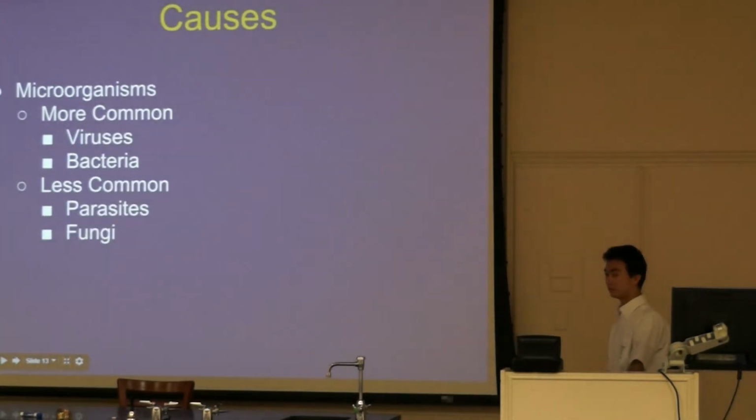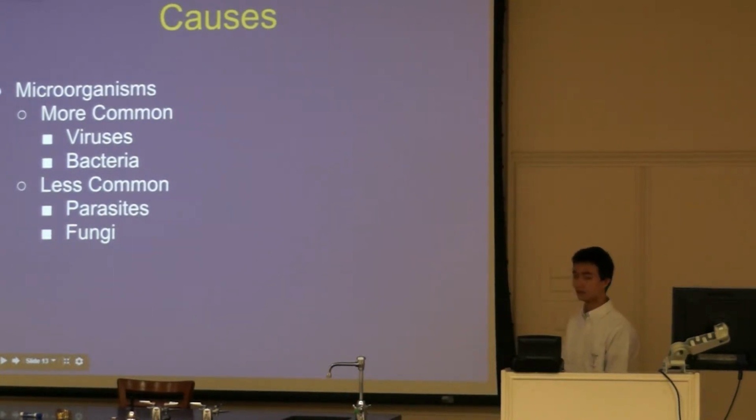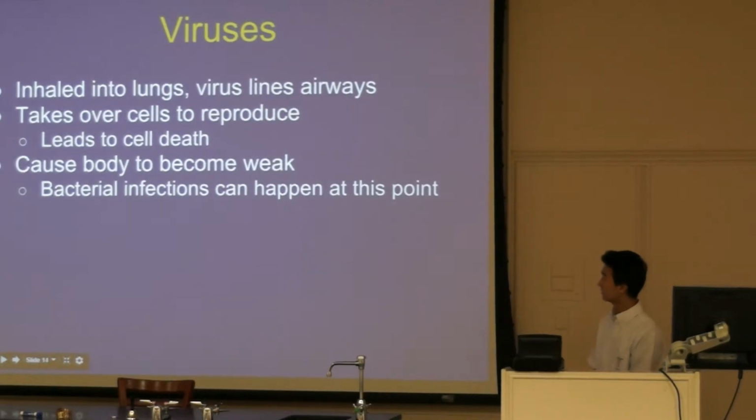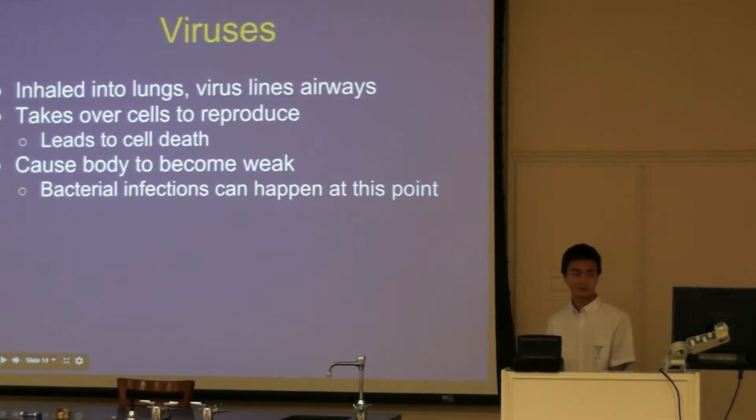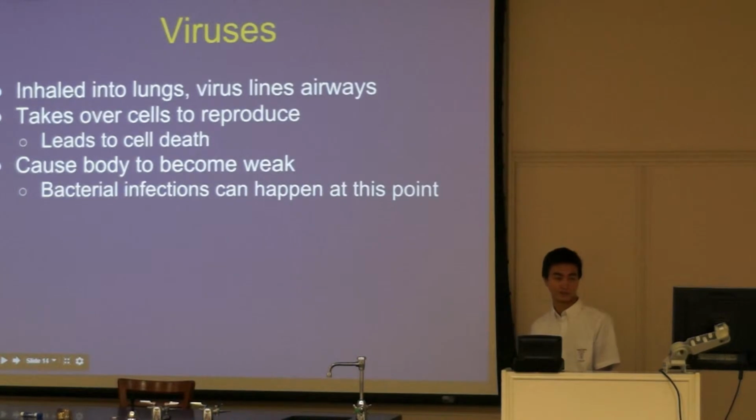Causes. Pneumonia is caused by microorganisms. The more common causes are viruses and bacteria, and the less common causes are parasites and fungi. Viruses are inhaled into the lungs and they line the airways of the patient. They take over the cells to reproduce, and that eventually leads to the cell's death. The viruses cause the body to become weak, and bacterial infections can happen at that point, and it can complicate the disease.